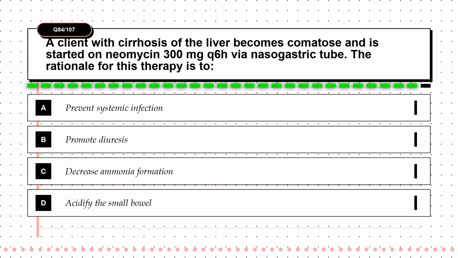Question 84. A client with cirrhosis of the liver becomes comatose and is started on neomycin 300 mg Q6H via an epigastric tube. The rationale for this therapy is to. Here are the options. Option A, prevent systemic infection. Option B, promote diuresis. Option C, decrease ammonia formation. Option D, acidify the small bowel.